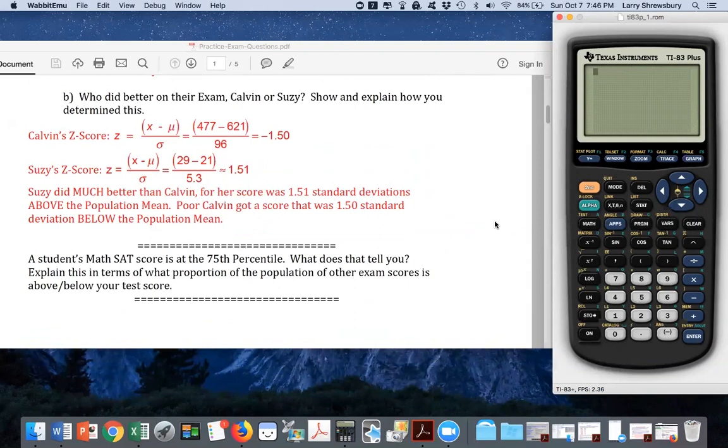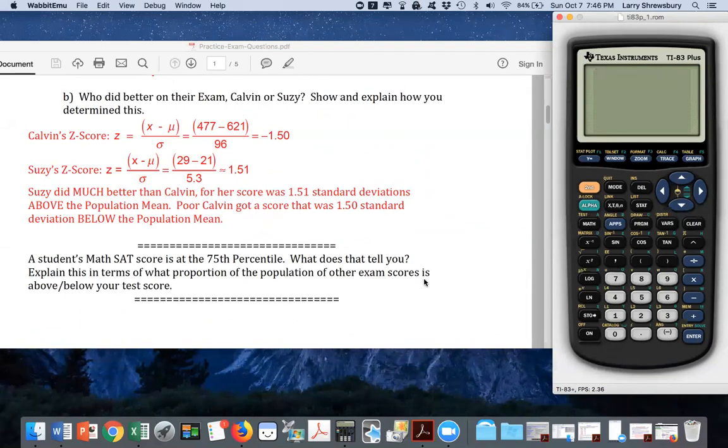Oh, here we go. A student's math SAT score is at the 75th percentile. What does that tell you? Now, you want to be very specific and clear about this because we're going to be using these a lot. So explain this in terms of what proportion of the population of other exam scores is either above or below your test score. So I'll give you a second to think that over. In fact, I'm going to draw a picture of this, make it sink in a little better.